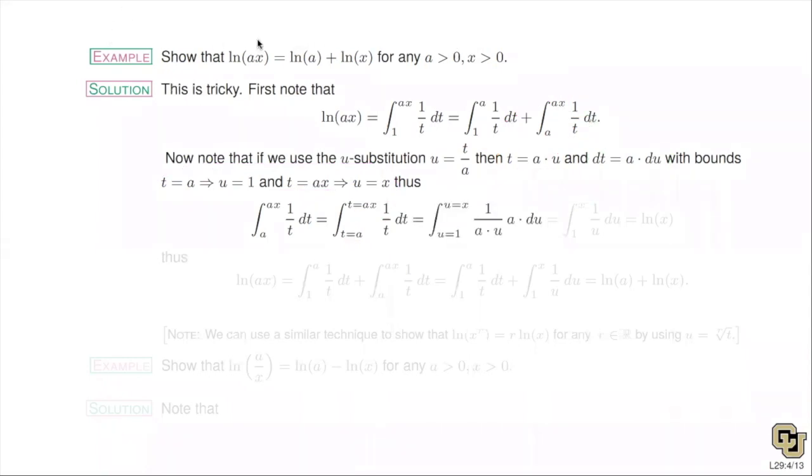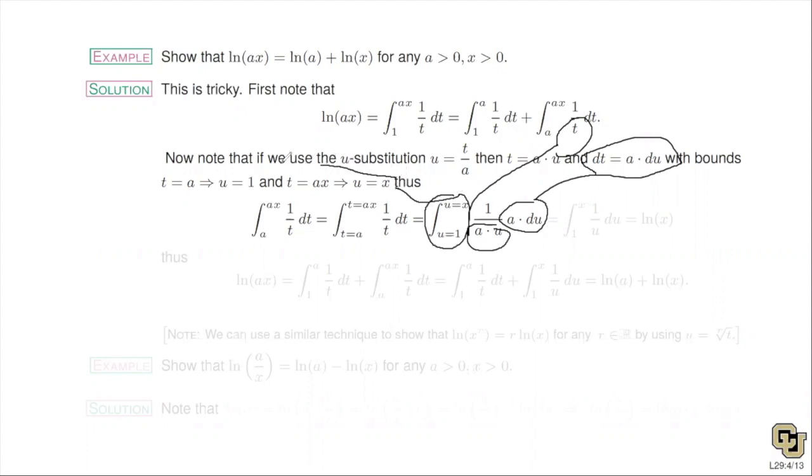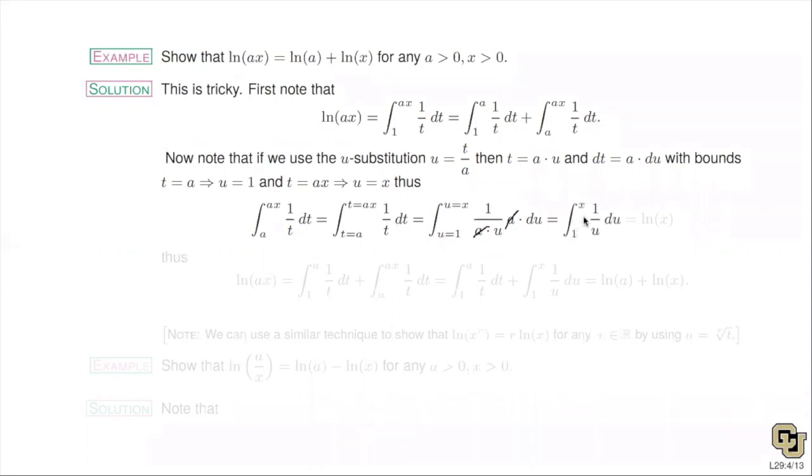And here, when I replace everything, we notice that we can do an algebraic cancellation. So notice this is dt, this is t, and these are our new bounds in the u variable. So it's completely converted, and now I notice the constant a can be canceled. So we end up with the integral 1 to x, 1 over u du.